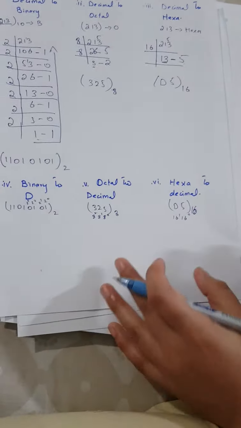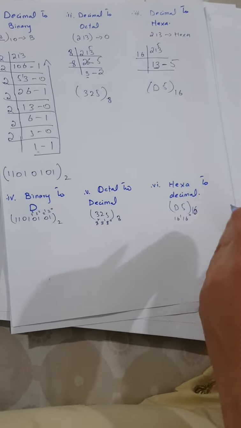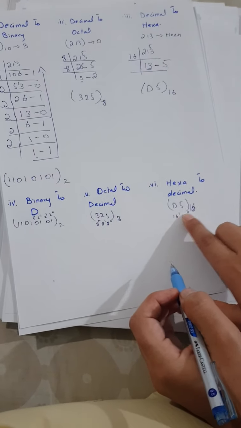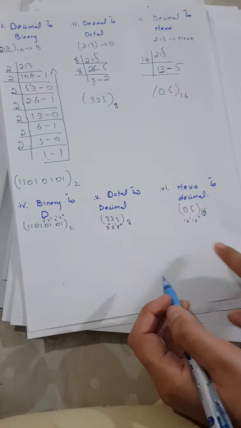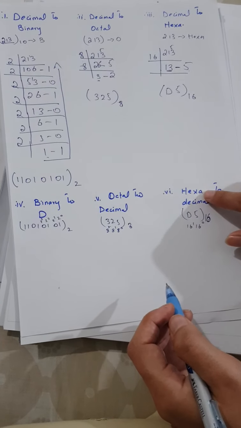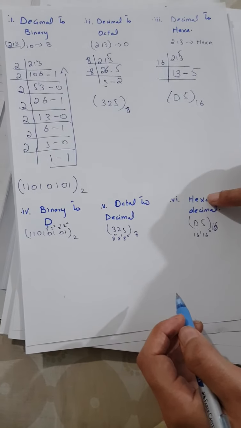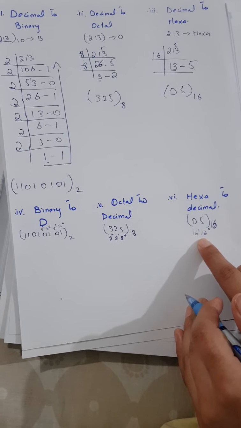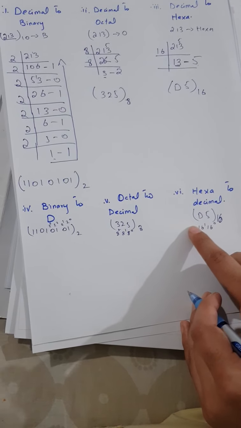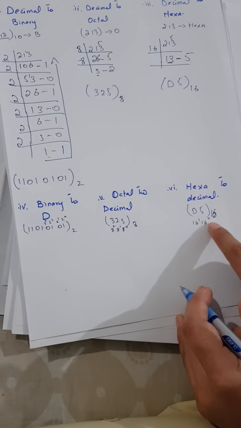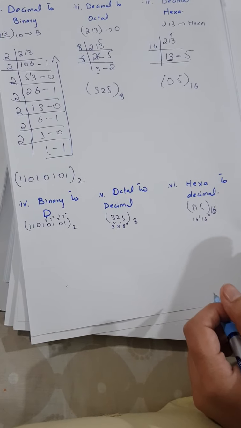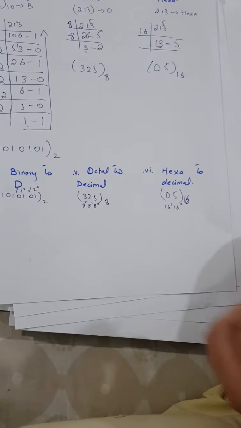The more digits you have, when you move to the left side, the value of the power is increased by 1, and the base is the base of the number system. This is the hexadecimal number system, so I wrote the base 16. And as we move to the left side, the power's value increases by one each time. All right, let's do this one first.